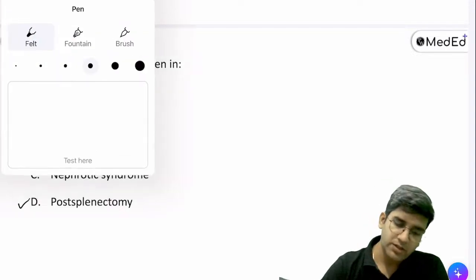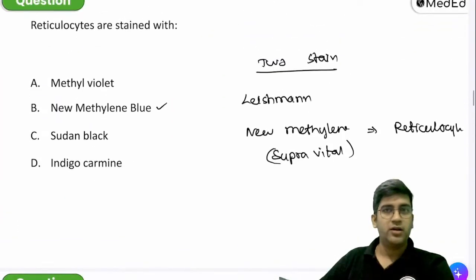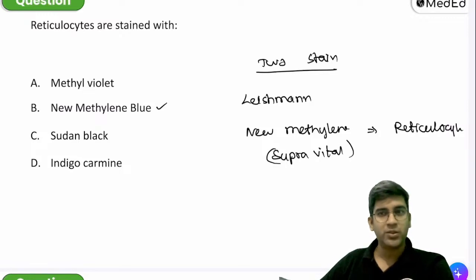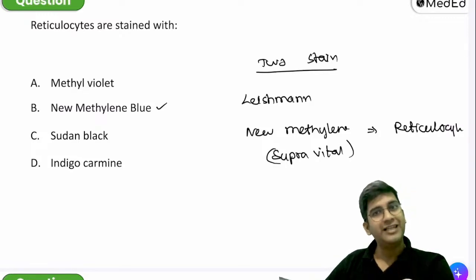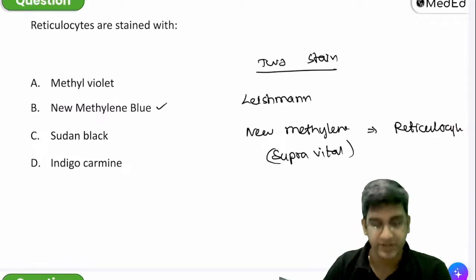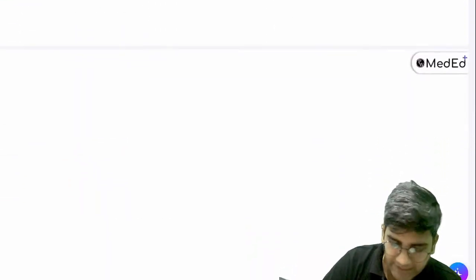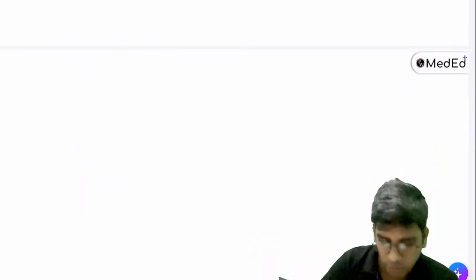Let's try to remember all these inclusions. Like I said, I have two stains in RBC disorders. One is Leishman, one is new methylene blue. New methylene blue, the stain looks blue in color. That's why we have the name blue. Leishman, the stain looks like a normal PS, reddish in color. So don't make a mistake there. Once you know whether it's Leishman or new methylene blue, it's very simple to identify inclusion bodies.